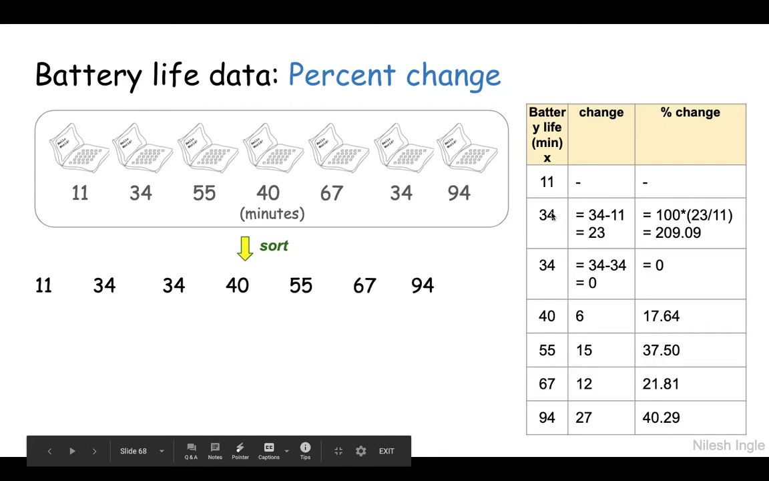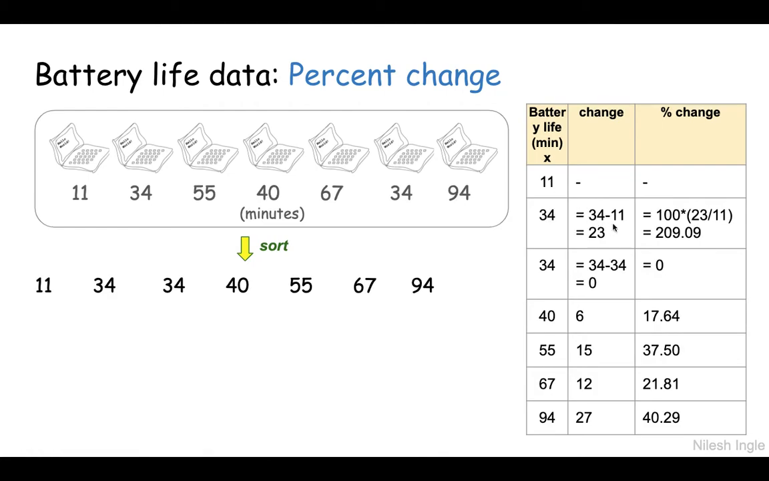So in this case 34 minus 11 is 23. So the change in the battery life in minutes was 23 between the first and the second laptop. Between the second and the third, both had battery life of 34 minutes, and so the difference is 0. However, from the third laptop to the fourth laptop, the battery life went from 34 to 40, and thus there is a change of 6 minutes.